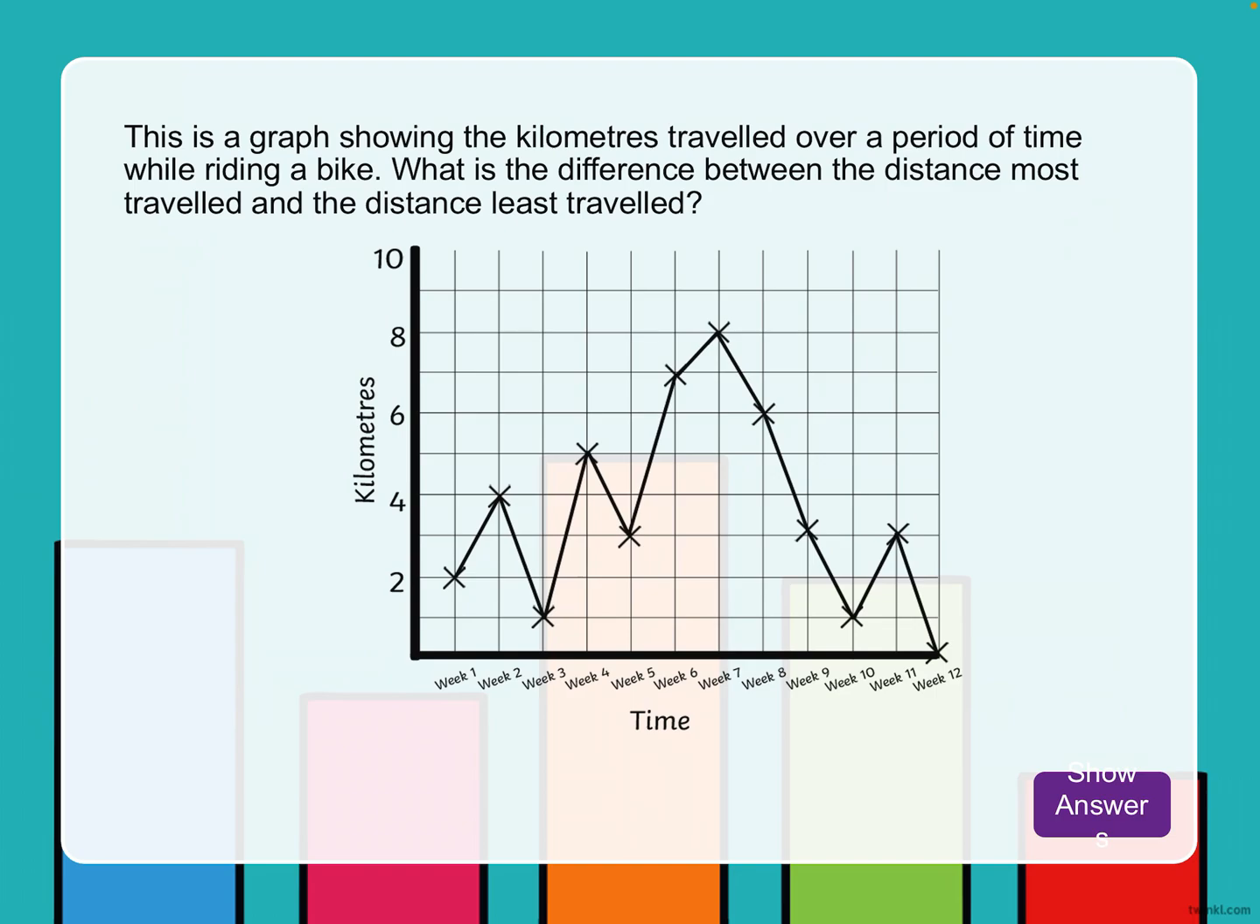What's the highest, where's the peak in the line? It goes up to 8 on week 7. So that's the highest it got. The lowest it got, the least travelled, was 0 on week 12. So the difference then is going to be 8 kilometres. Because on week 7 they travelled 8 kilometres, and week 12 no kilometres. So the difference in distance is going to be 8 kilometres.